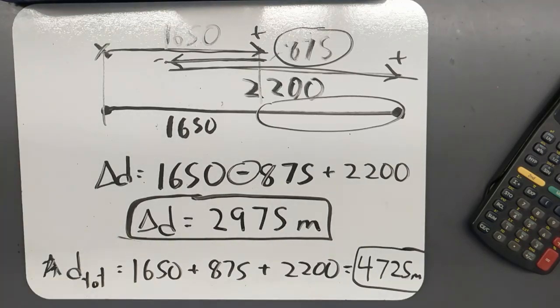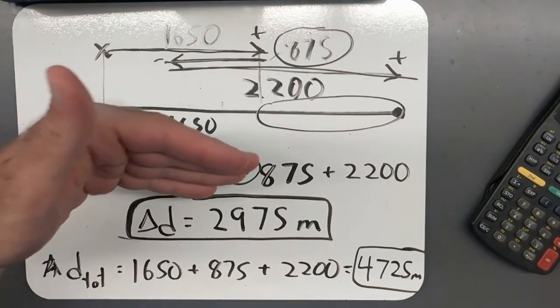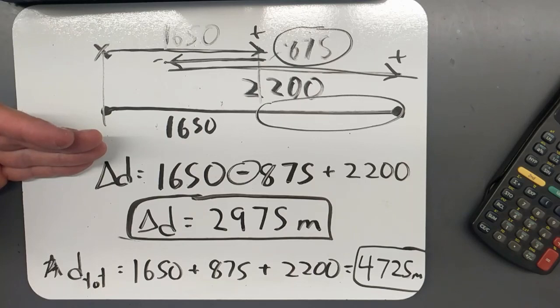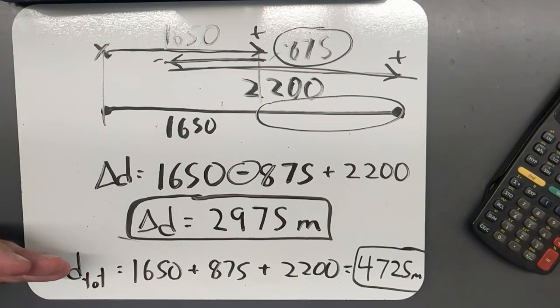All right, so distance is definitely the easier one, but displacement isn't bad. Just remember you have to watch your positives and negatives when you're doing displacement. Displacement is a vector, it has positives and negatives. Distance, you just add them all up. All right.